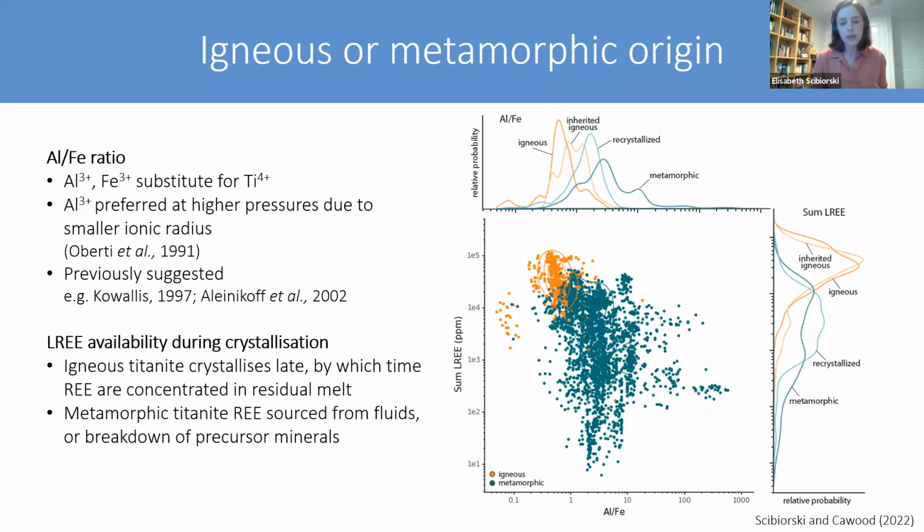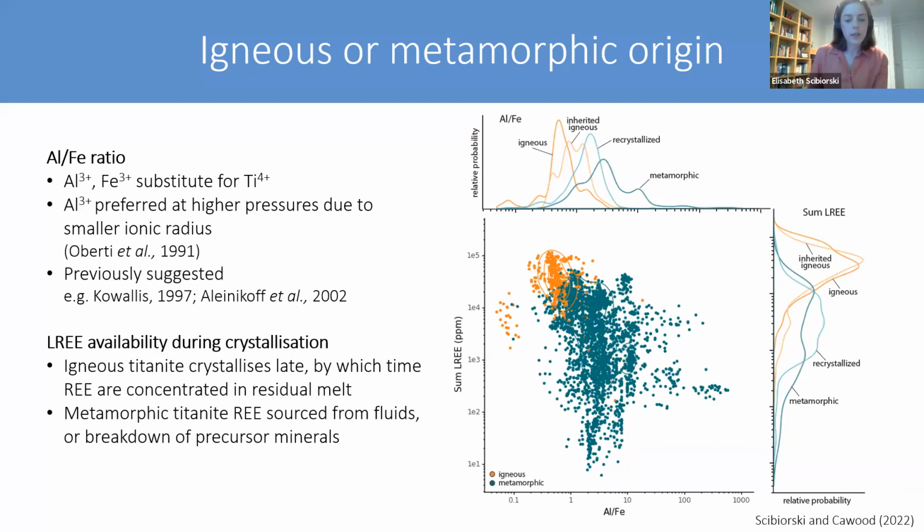However, in contrast, during solid state metamorphism, the trace elements have to be sourced from metamorphic fluids, or they have to be released by the breakdown of precursor minerals. So if you've got trace elements, but they're bound up in stable mineral phases, they just simply won't be available for any newly crystallizing metamorphic titanite. And so hence, metamorphic titanite tends to have a much wider range in light rare earth content, but also has much lower light rare earth content overall.